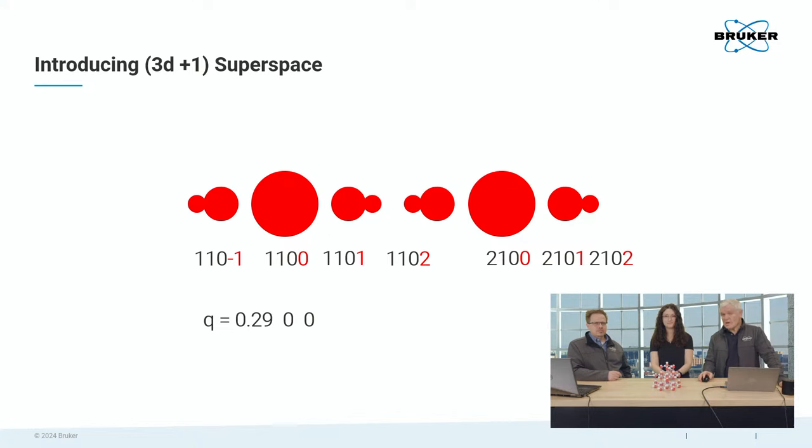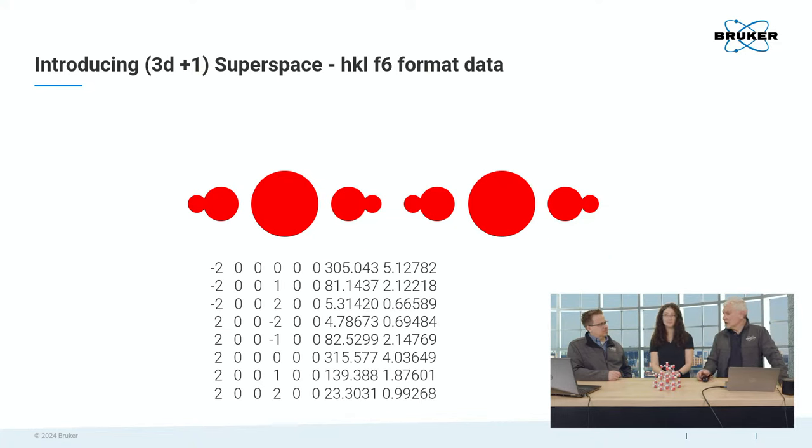reflections. So if the first large reflection, the main reflection on the left, would have been 110, now we can add another dimension. It's 1100, and then you see that the first satellite is now 1101. The second one is 1102, and then you also have negatives and so on. So it's actually really elegant that with one additional dimension, one Q vector, you can now describe the structure.